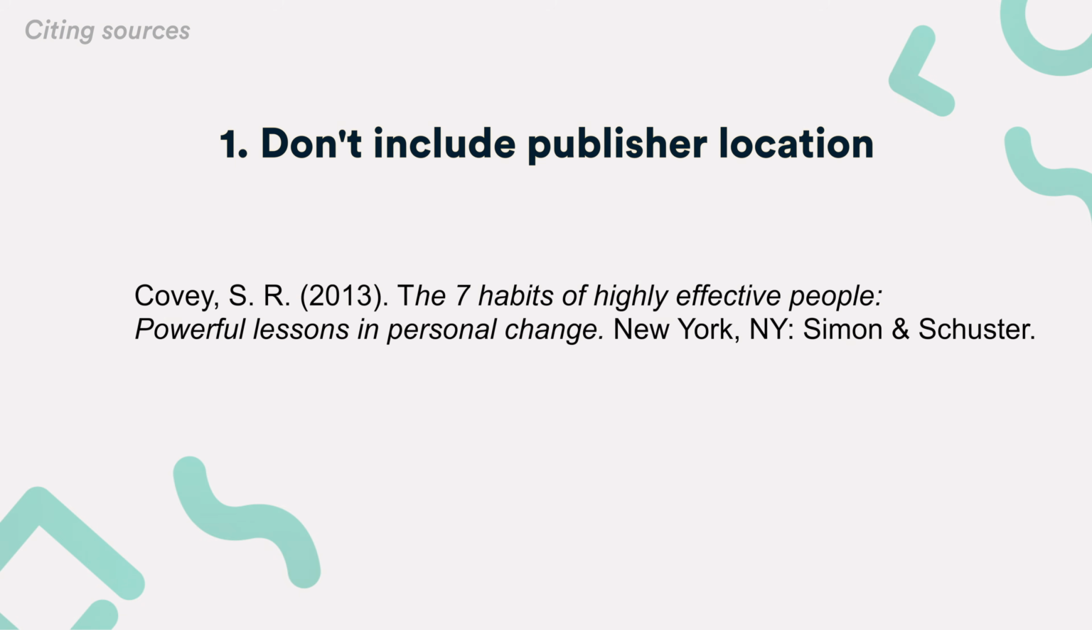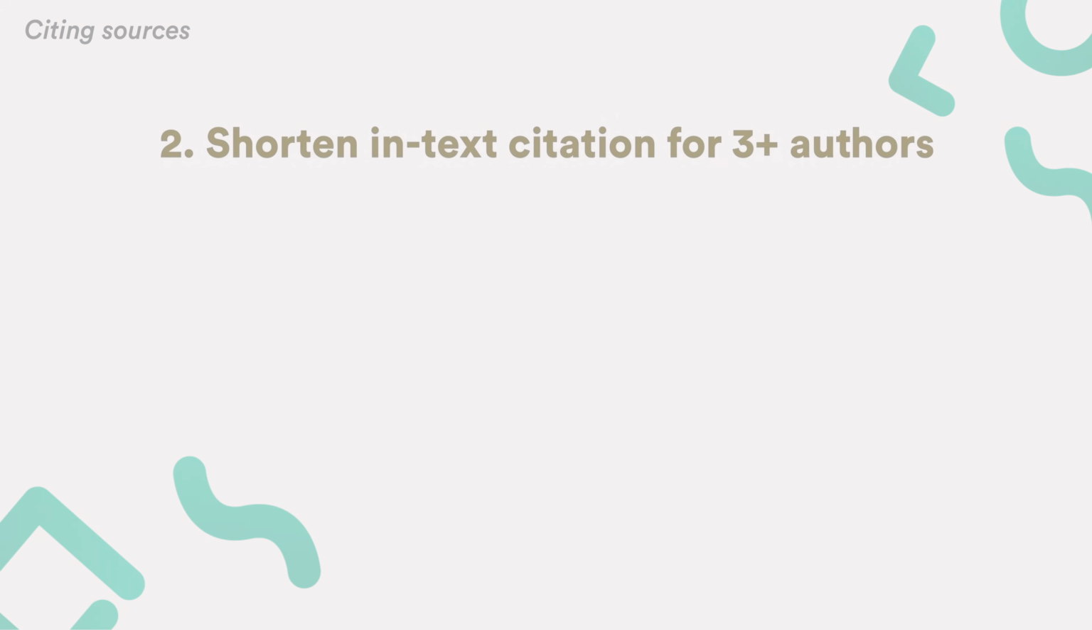Let's start with the most notable changes in citing sources. Number 1. The publisher location is no longer included in the reference. The publisher, in this example Simon & Schuster, is placed right after the book title, without including the city and state New York.